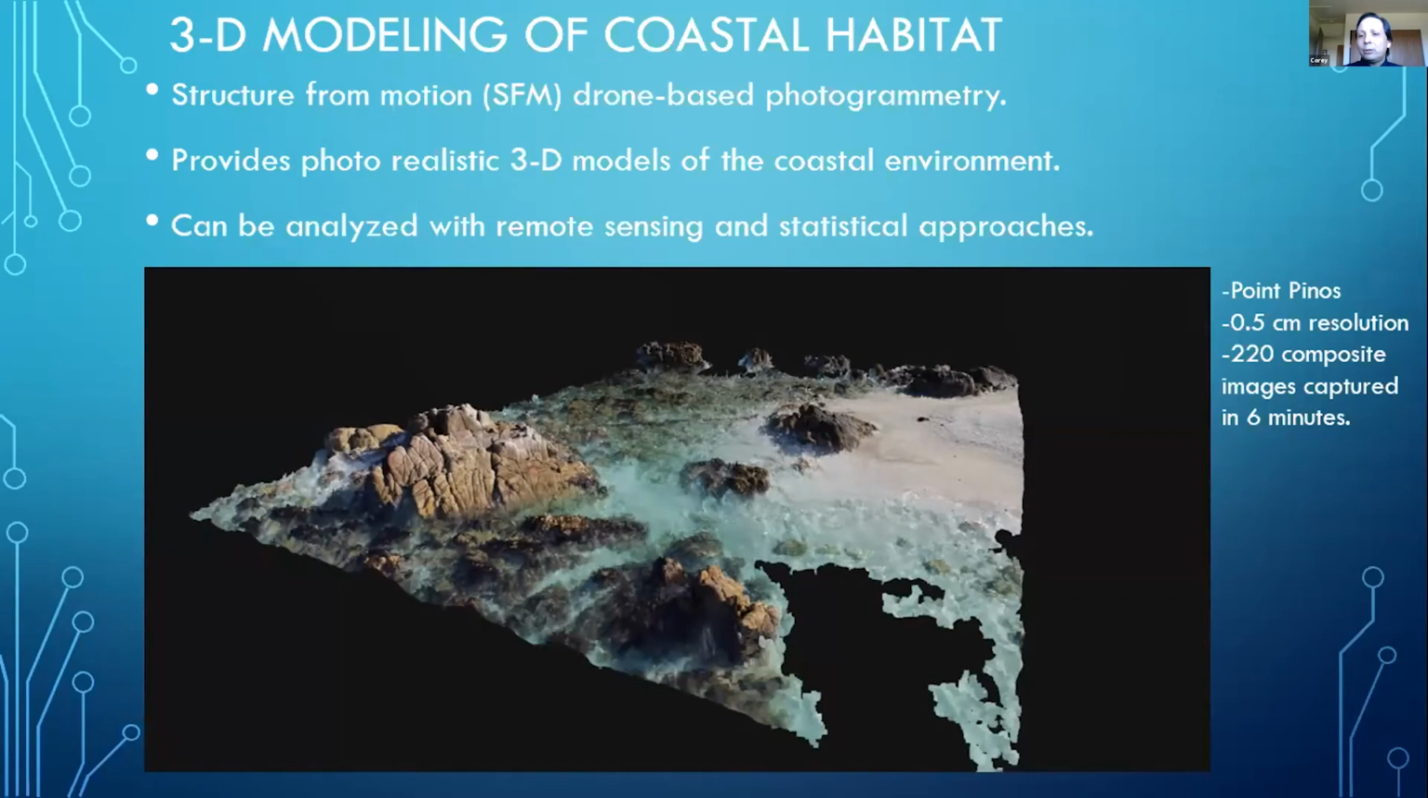We can ultimately take all of this, and using structure from motion-based photogrammetry, we can stitch all of these photos together to create really high resolution three-dimensional models of coastal environments. What you're looking at here is a model from Point Pinos that we took a couple of years back, I think, at this point. But again, this is a fairly big area that we're surveying in a small amount of time. What's really nice is you can put this into a GIS package, extract data out of it just as you would in the field, and then analyze it using something like R, JMP, or Python.